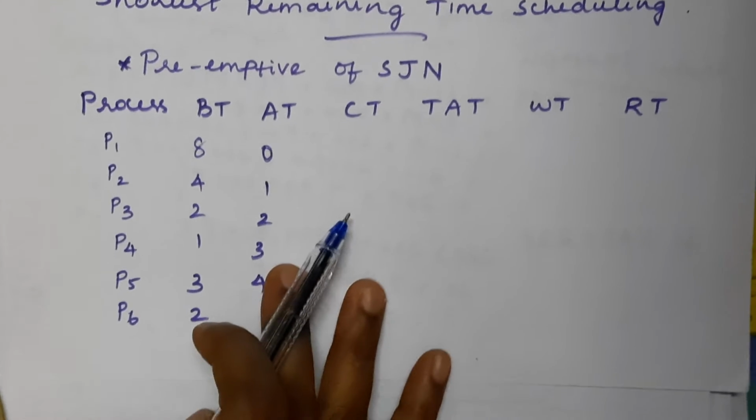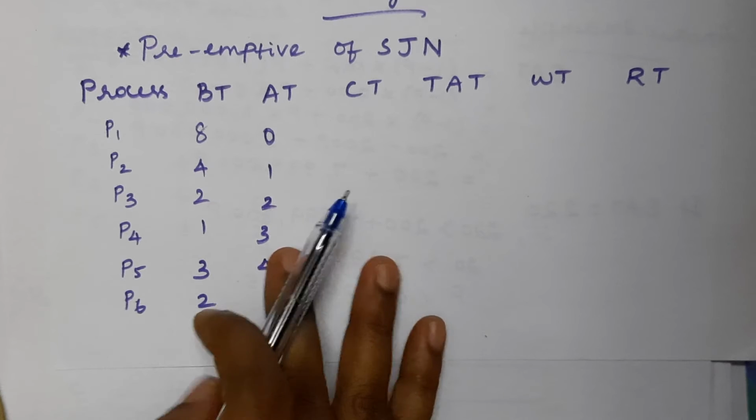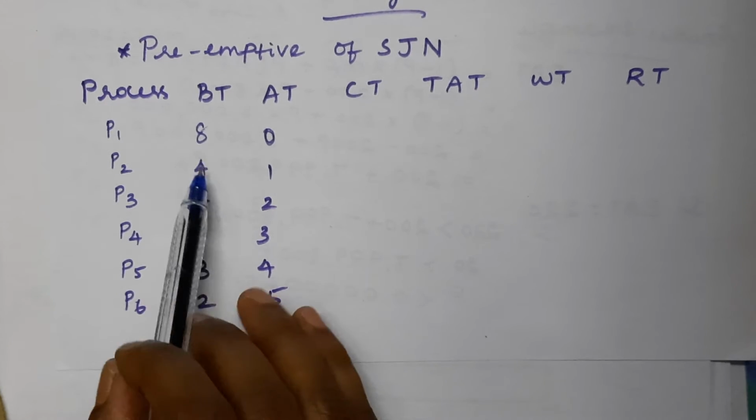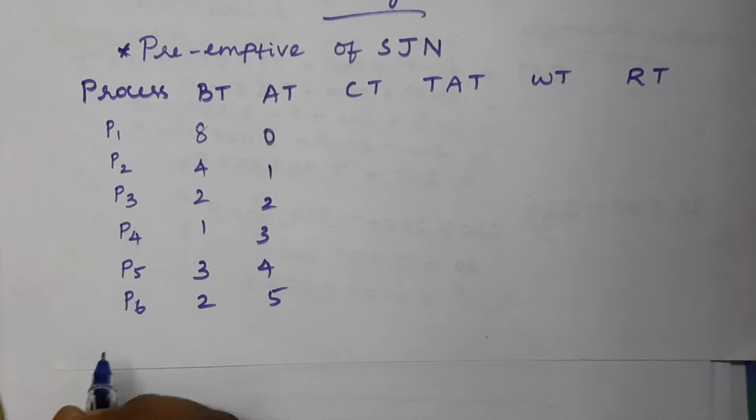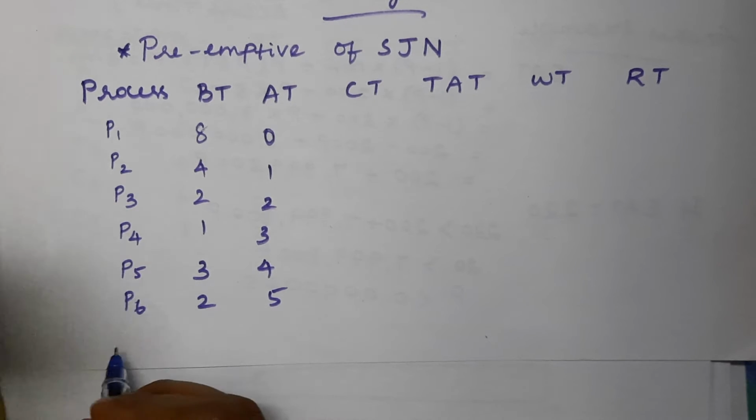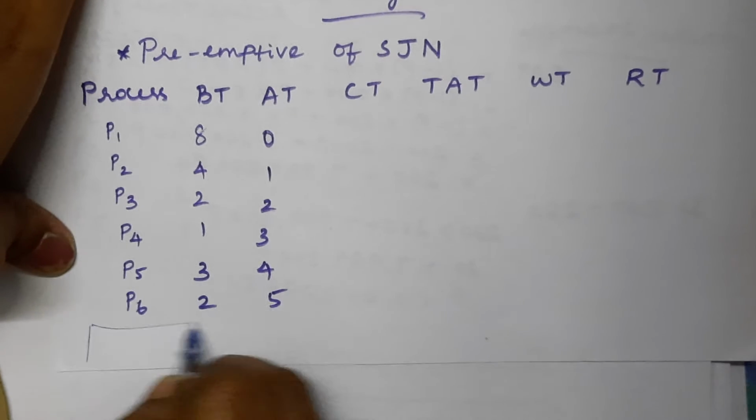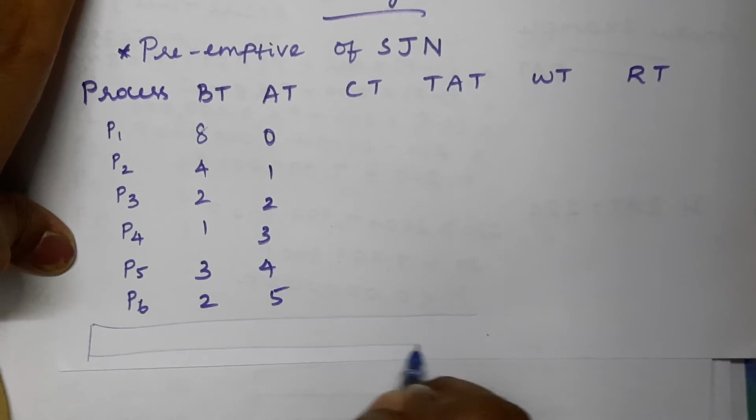We have a set of processes, process 1 to 6, and we have the burst time and the arrival time also. We have different arrival times here, so you may get different completion times as well as turnaround times. So let us see how to draw the Gantt chart for it. So here we have the Gantt chart.